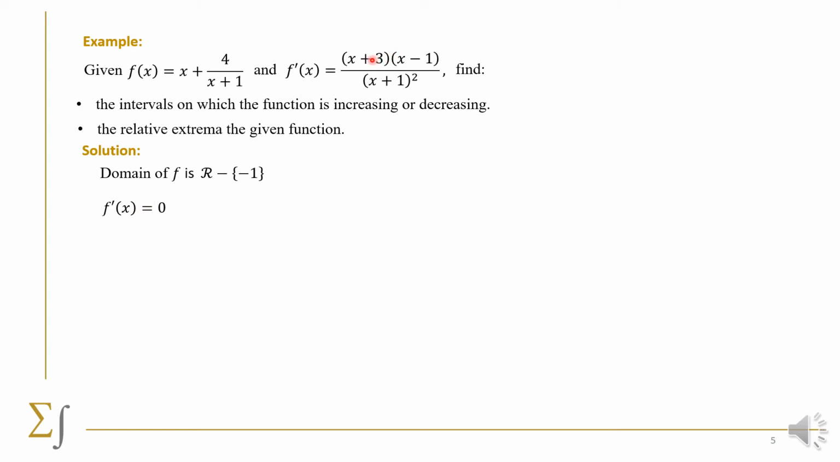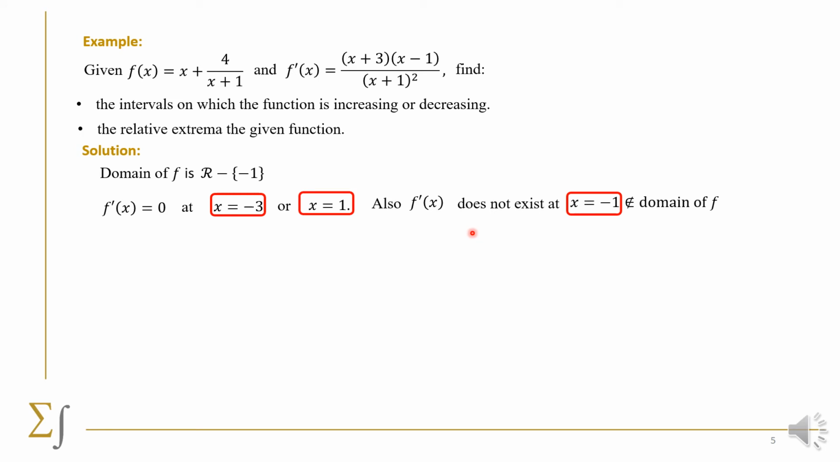Here we can easily see that f prime being 0 comes from the numerator, so we either have x equals -3 or x equals +1. So as I said, the first value which will make f prime 0 is -3, and the other one is 1. Also, f prime does not exist when x is equal to -1. But we know that -1 is not in the domain of the function.